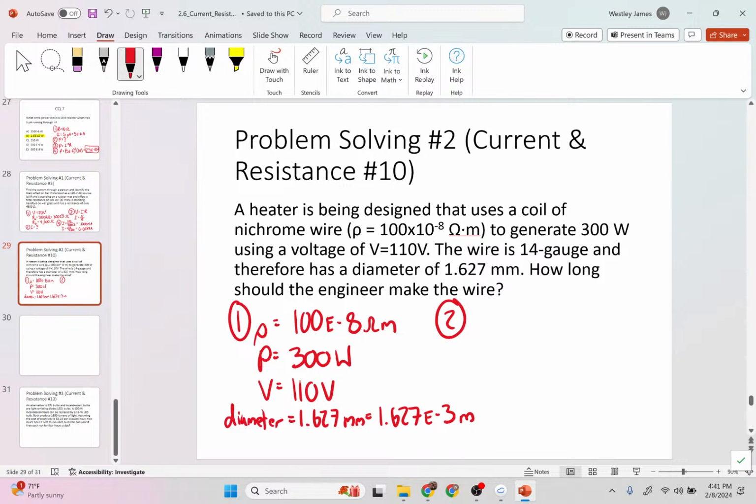See if you all can figure out what variable I am solving for. It says how long should they make the wire? What variable, what symbol are we solving for? It says how long. There are a lot of variables for measuring distance, but we are so fortunate that in this case, when it says how long, it is going to end up being length. It's going to be an L for length.